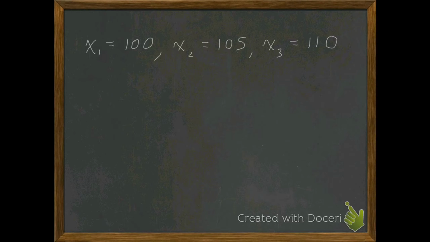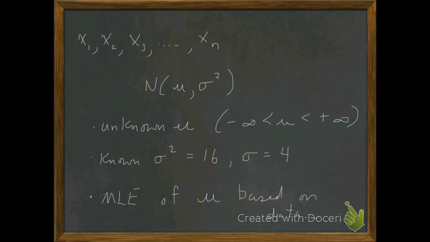Now, possibilities for mu. Well, infinitely many choices for mu. But let's take one just for the heck of it. And let's say that we think, well, you know what? I think this data came from a normal distribution, mean 98. Again, our variance was equal to 4? Yeah.